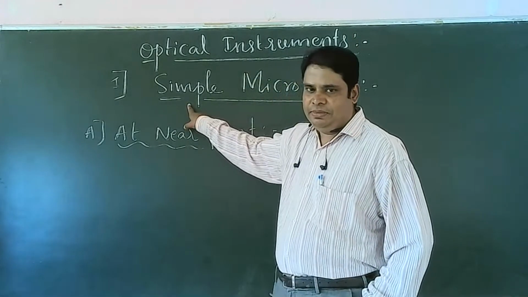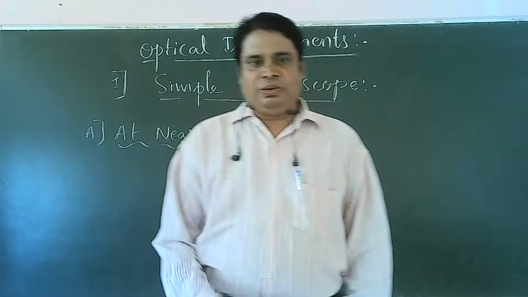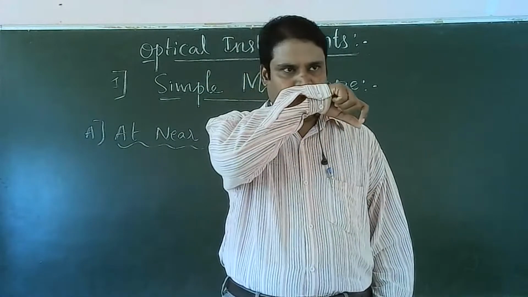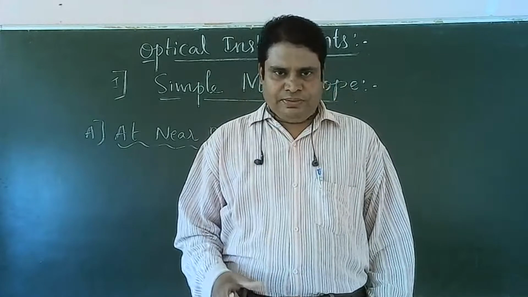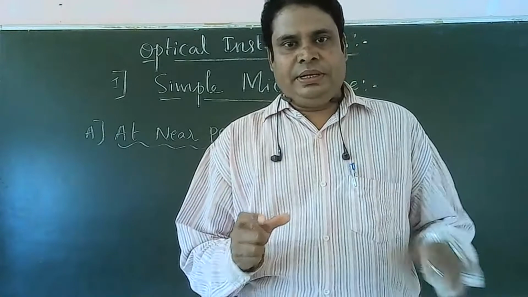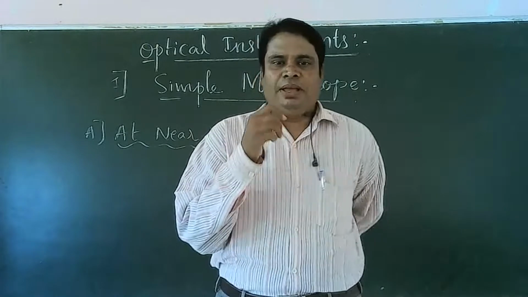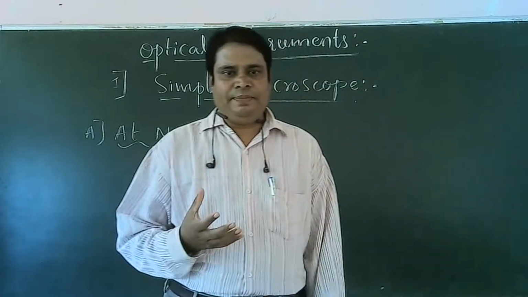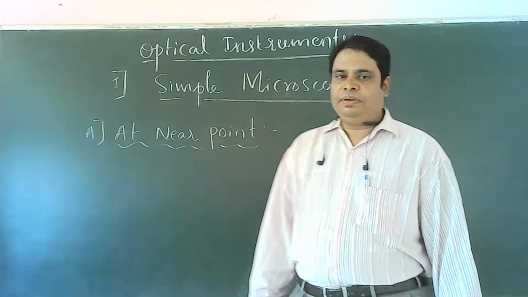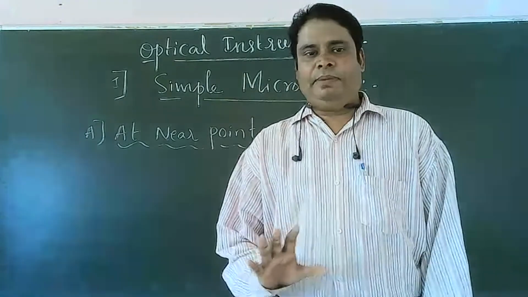First, let us take the simple microscope. This simple microscope is also called a reading lens, or it is used in the laboratory as a magnifier. It is used in the biology lab also as a magnifier, also as a reading lens. Here, we have to study the nature of image formation and the expression for magnification.